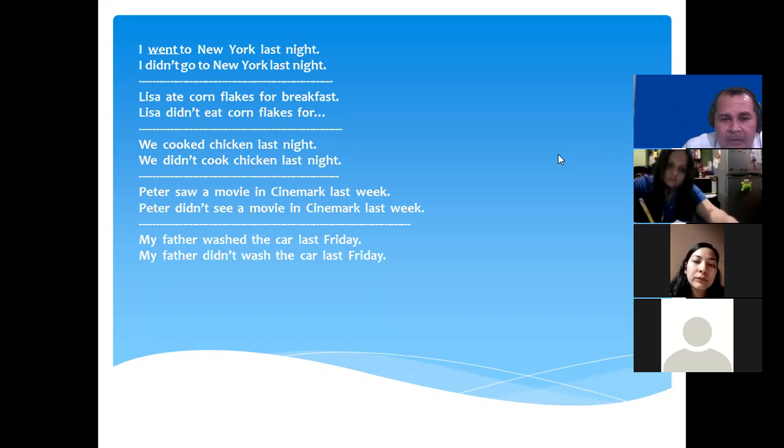And now, let's see, Tamara, read the last two parts, please. My father washes the car last Friday. My father didn't wash the car last Friday. Okay, very good, thank you. So, as you can see, the verb is regular, washed. And in the negative, my father didn't wash the car last night. Okay, everybody.